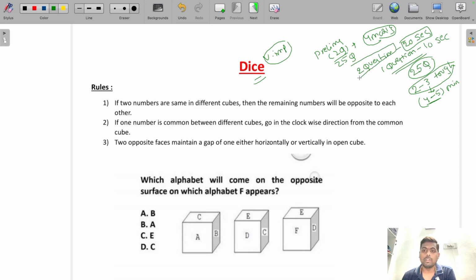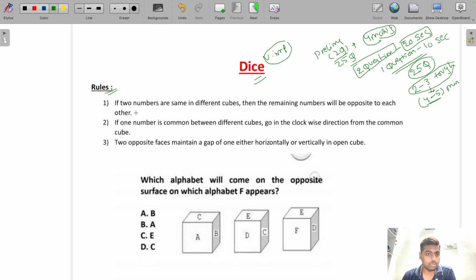For dice you have to learn the rules. Once you are clear about the rules, it is definitely very easy to solve. First we will see some important rules about this, and then we will practice the questions. I will tell you how to solve the questions very quickly.